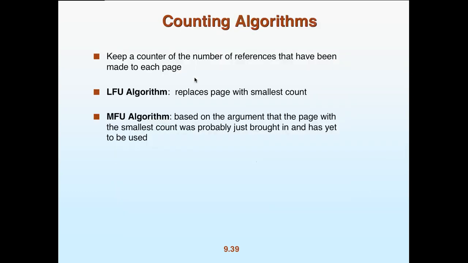Counting algorithms. So keep a counter of the number of references that have been made to each page. Could you imagine the amount of overhead associated with that? Every time you accessed something in memory, a counter was increased. So you can come out with the most frequently used or the least frequently used algorithm. If you're keeping a counter, the least frequently used is going to replace the smallest count. The most frequently used is based on the argument that the page with the smallest count was probably just brought in and has yet to be used.